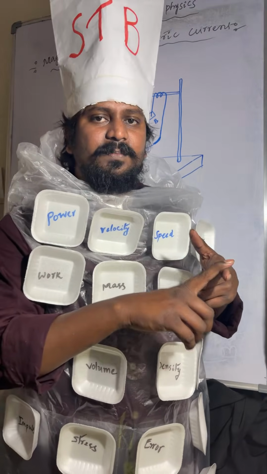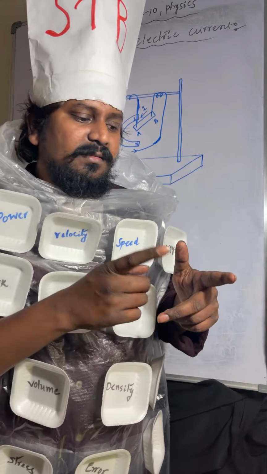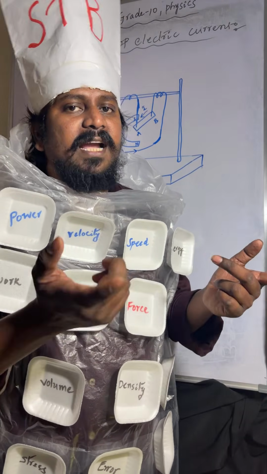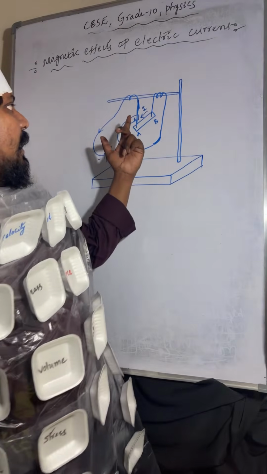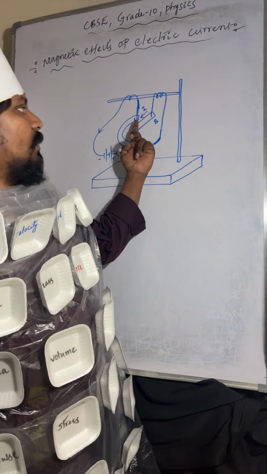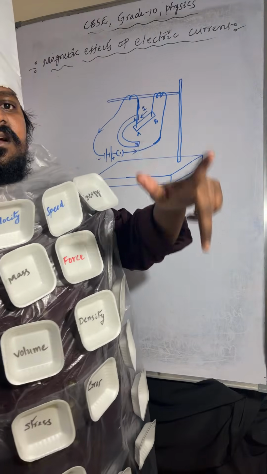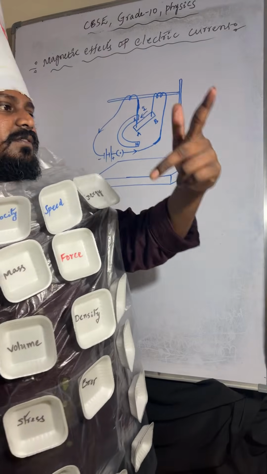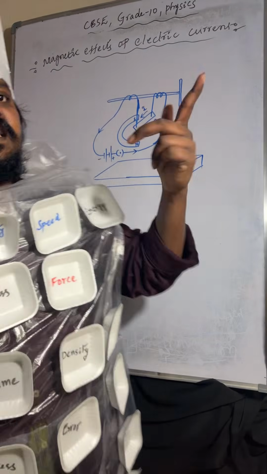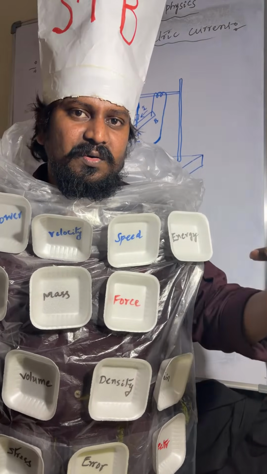So the index finger represents the magnetic field, the middle finger represents the current, and the thumb represents the force acting on the conductor. If you place it like this, with the north pole and south pole and the current direction, in which direction is the thumb showing? Inward. So the thumb is showing inward. This is Fleming's left hand rule.